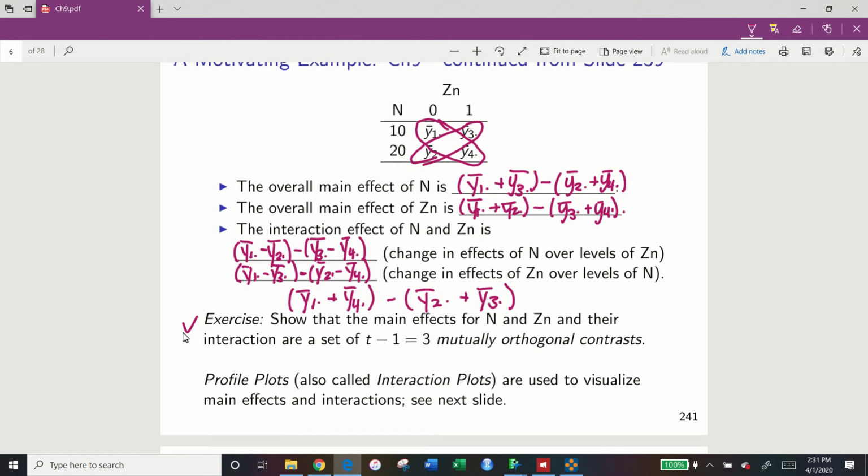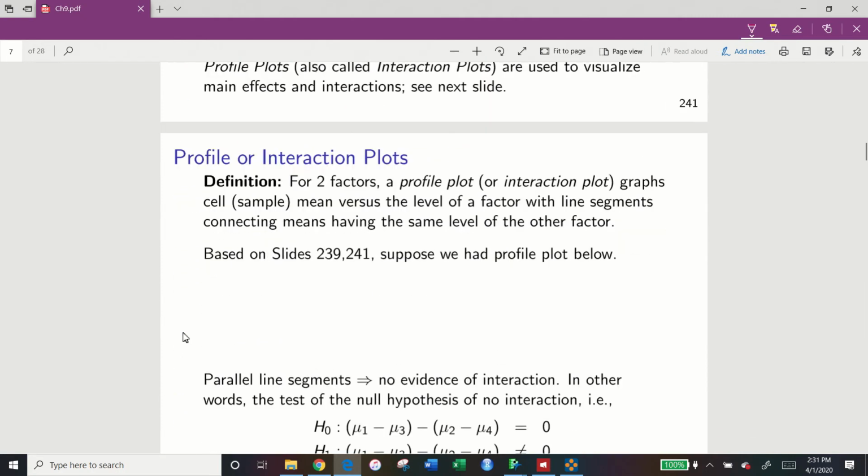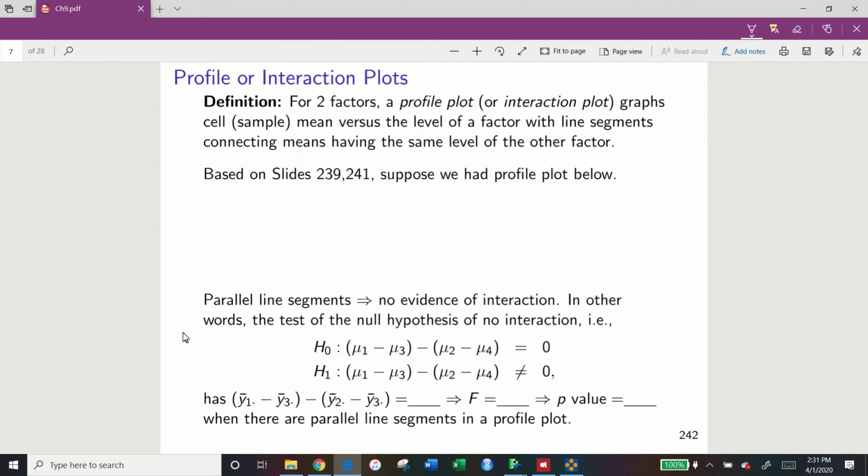So now that we've looked at the contrasts, let's move on to something called a profile plot or an interaction plot. We use these to visualize the main effects and interaction effects. Definition. For two factors, a profile plot or interaction plot graphs cells or sample means versus the level of a factor with line segments connecting means having the same level of the other factor. So based on our slides for 239 and 241, let us suppose we have this following profile plot.